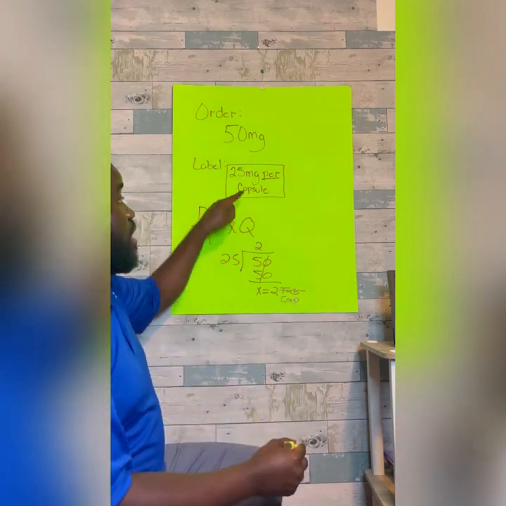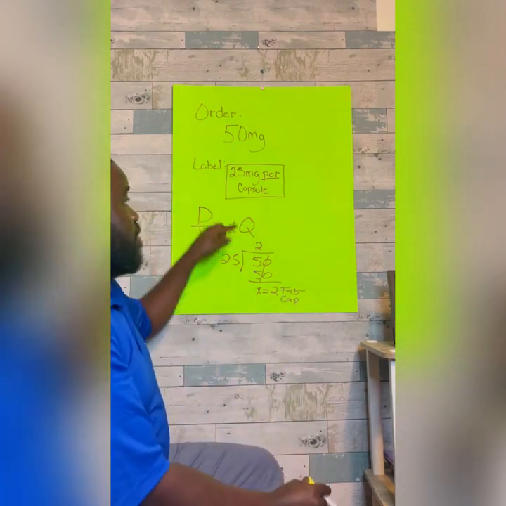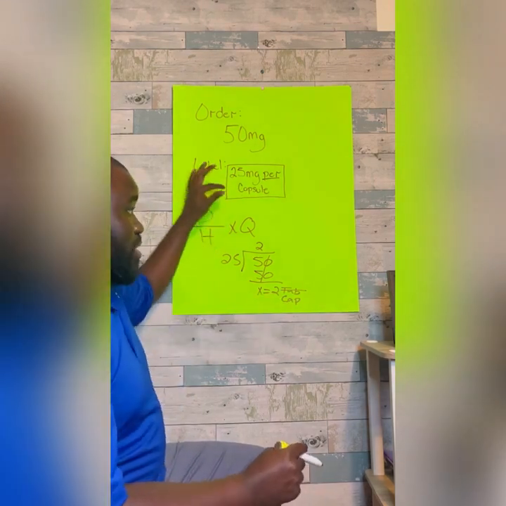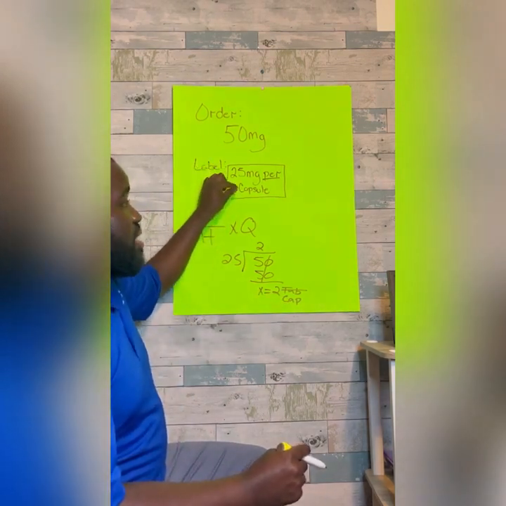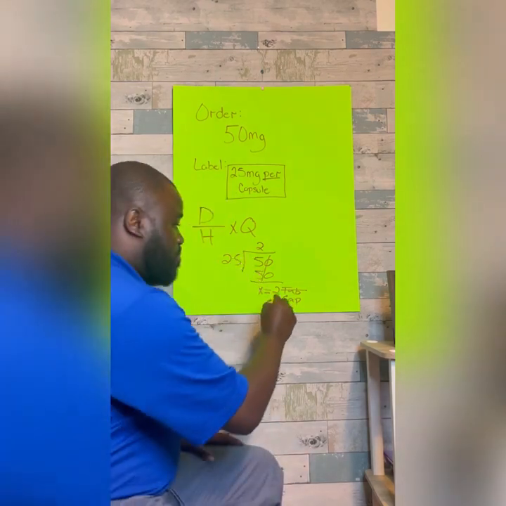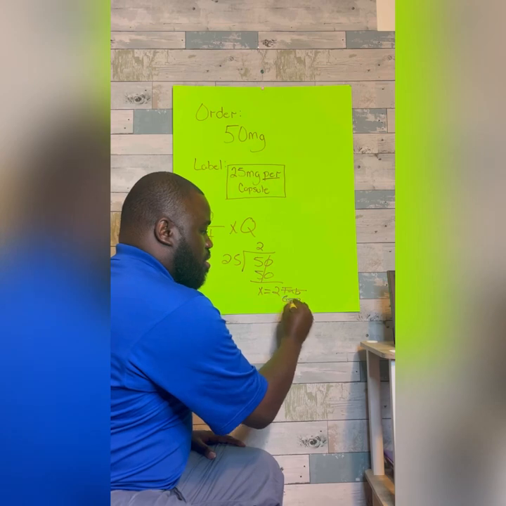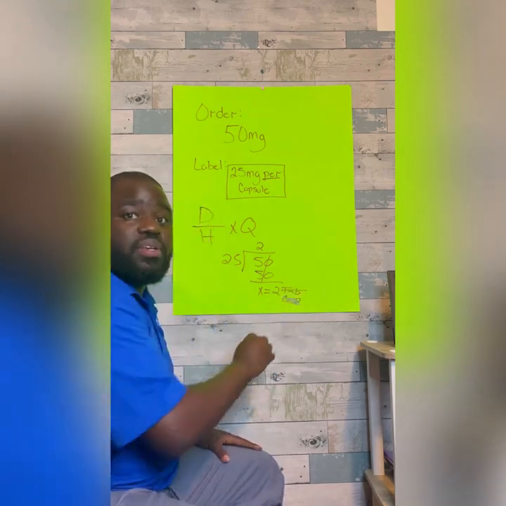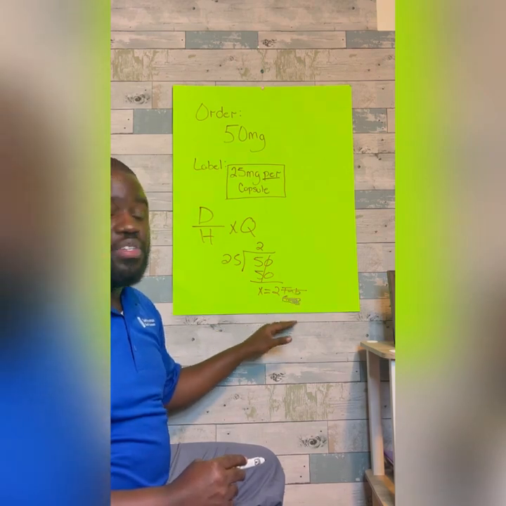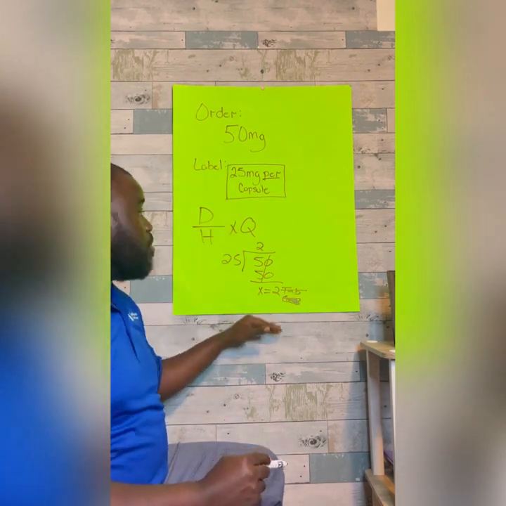capsules. Make sure that you have your unit of measure right. If your label is in capsules, your answer has to be in capsules. If your label is in tablets, your answer has to be in tablets. So what if you did 2 tablets instead of 2 capsules? The answer will be wrong because it's the wrong unit of measure. So make sure you pay attention to that. Okay.